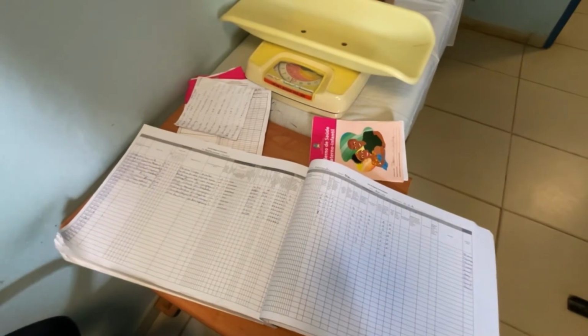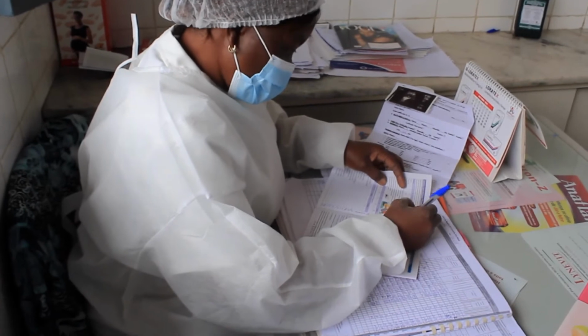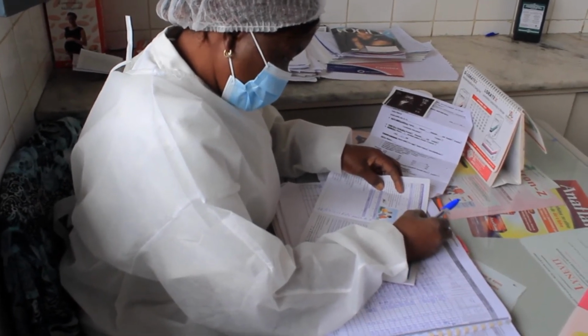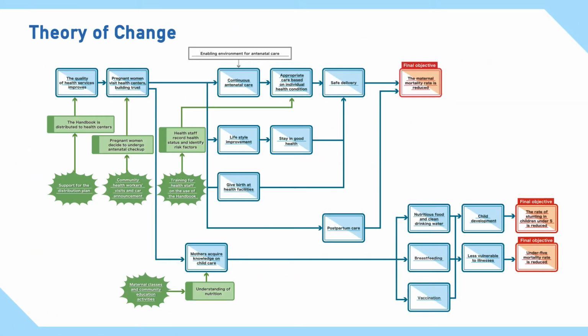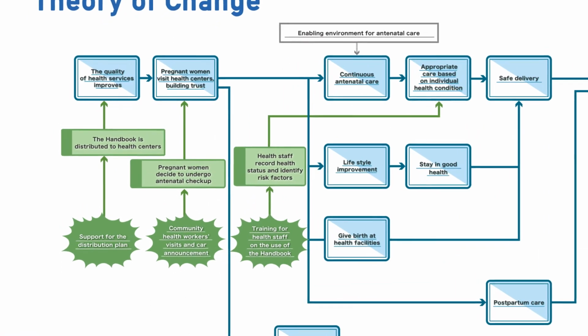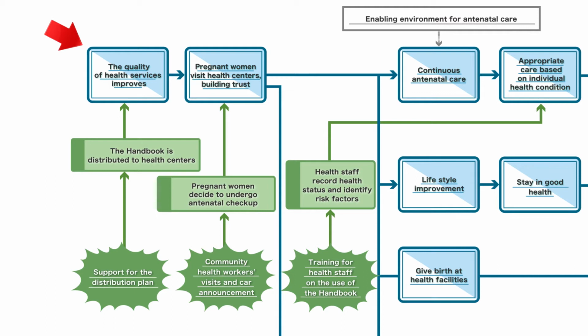In this context, Japan has assisted the Angolan government in developing and mainstreaming the use of their Maternal and Child Health Handbook nationwide. Let's see how it has gone from the start. Through use of the handbook, the quality of health services improves. JICA has provided support to make sure that health centers are ready with sufficient copies of the handbook by providing workshops on the distribution plan and inventory management.